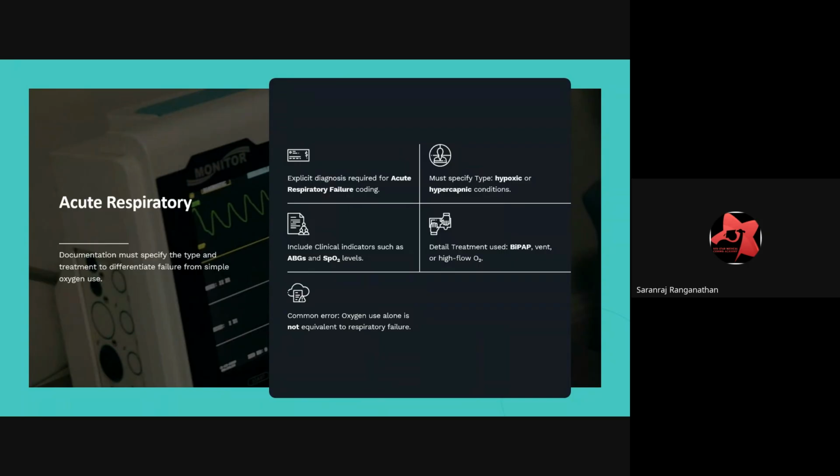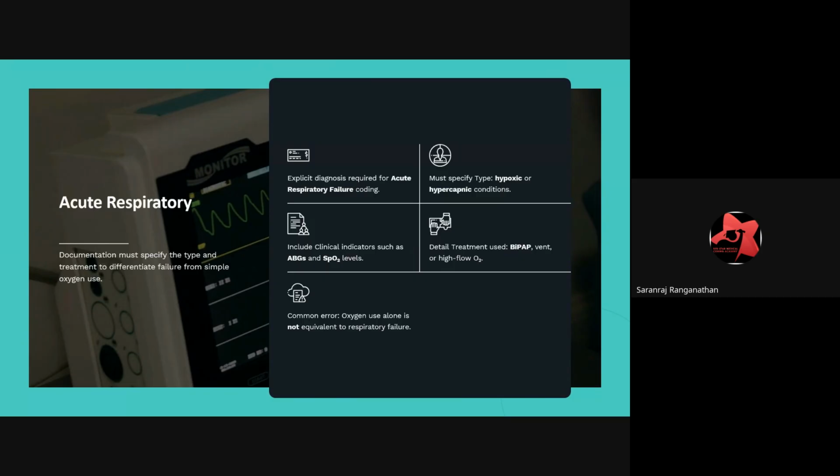Yes, I know it is an acute respiratory failure. For what reason did it happen? Because of hypoxia or hypercapnia? For which reason is that happening? This kind of specificity is very, very mandatory to understand the documentation and come to a conclusion.